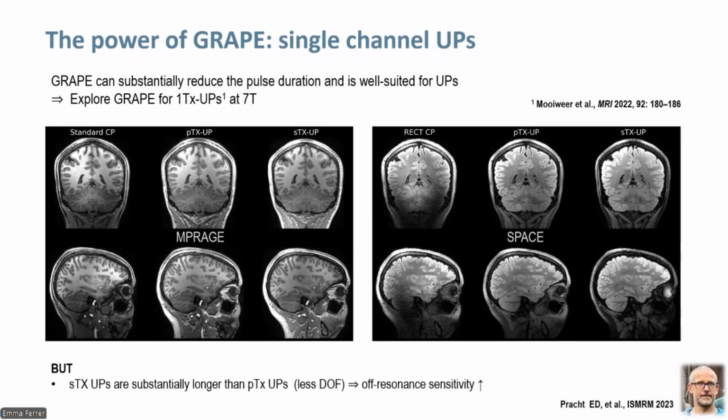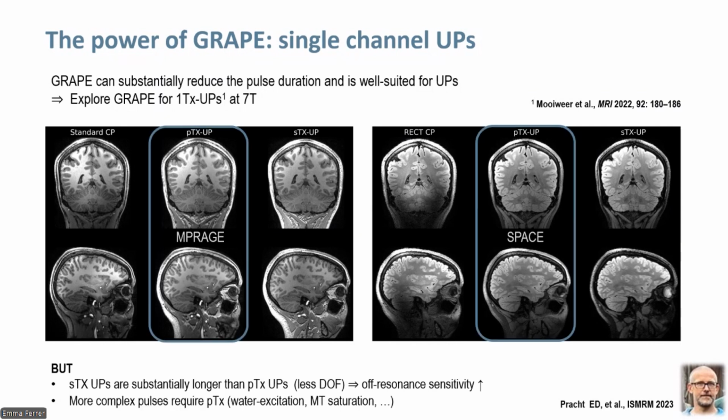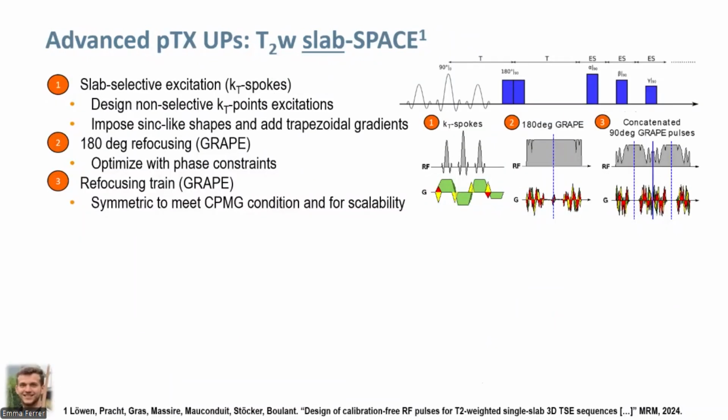Since in this project and also overall, we tend to go more and more to PTX studies, we focus on these pulses now. And anyhow, we also need more complex pulses from time to time. So this requires PTX anyway. A good example of a more complex sequence that already involved 3 different types of pulses is this slab-selective T2-weighted SPACE sequence that my colleague Daniel Löwen implemented. So this is essentially a 3-dimensional turbo spin echo sequence, and we have different pulses.